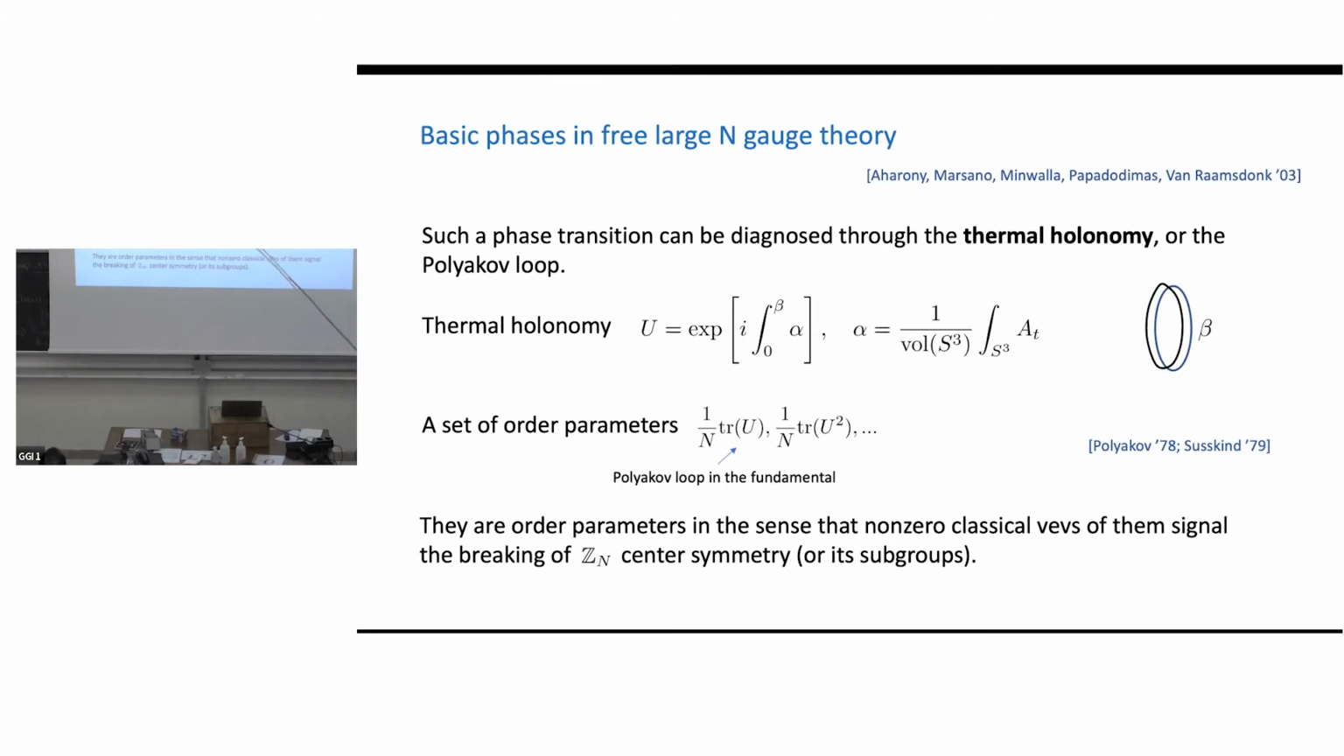The thermal holonomy is roughly speaking a Wilson loop that wraps around the Euclidean time circle, with a slight technical difference: here we are integrating the zero mode of the time component of the gauge field, namely the gauge field smeared on S3, integrated over the time direction. So it's a smeared version of a Wilson loop, and it's called the thermal holonomy. It's simply an n by n unitary matrix.